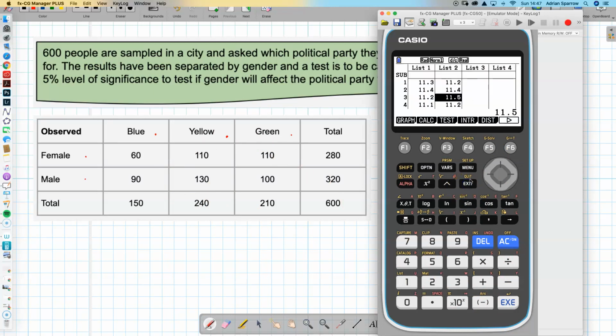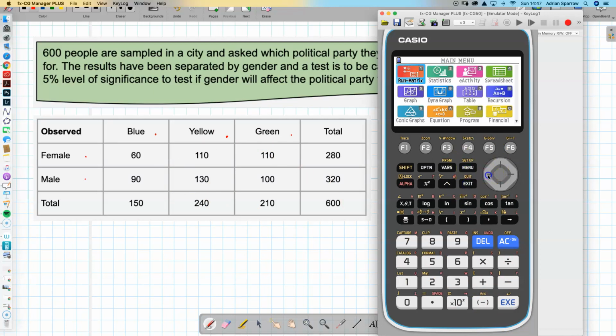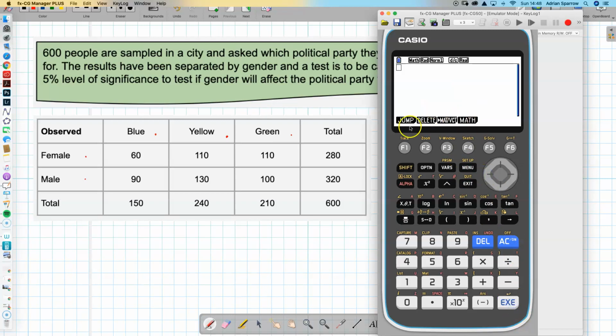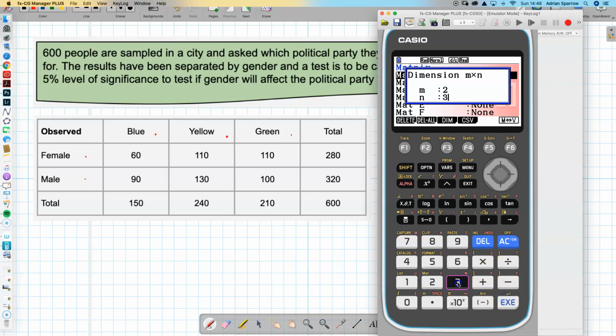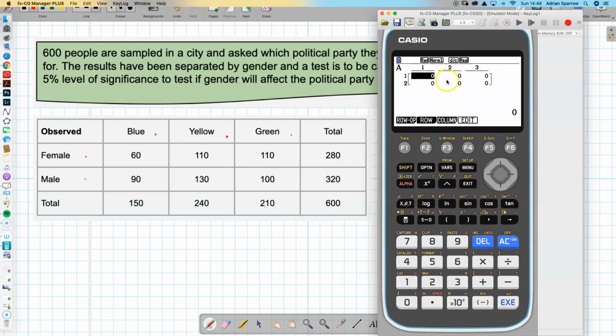Now, if I come out of here, I haven't set up my matrix yet. So I'm going to go into the Run menu, and I'm going to choose the matrix I want. Now, that matrix, let's have a look if it's 2 by 3. 2 by 3 is perfect. So I'm going to put these values in, not the totals. So 60, 110, 110, 90, 130, and 100. Now those are in.